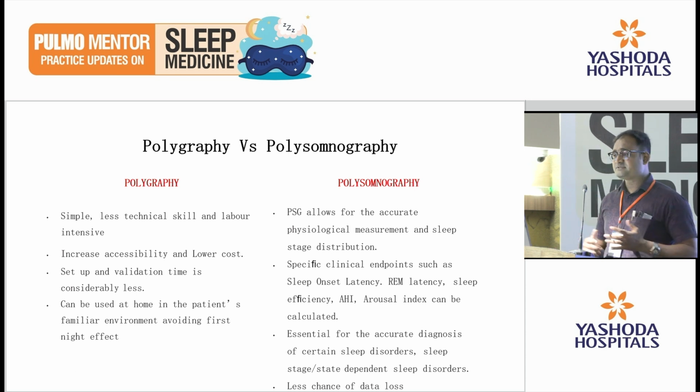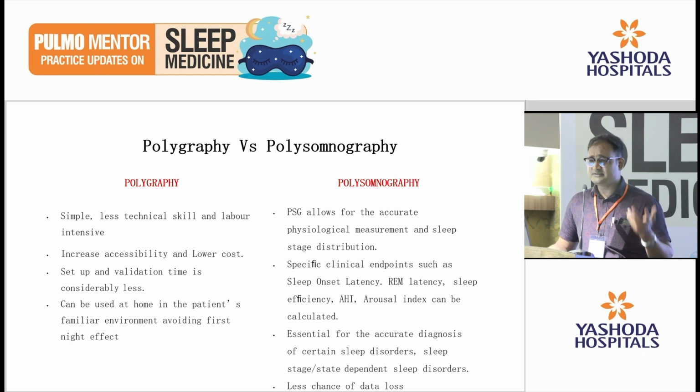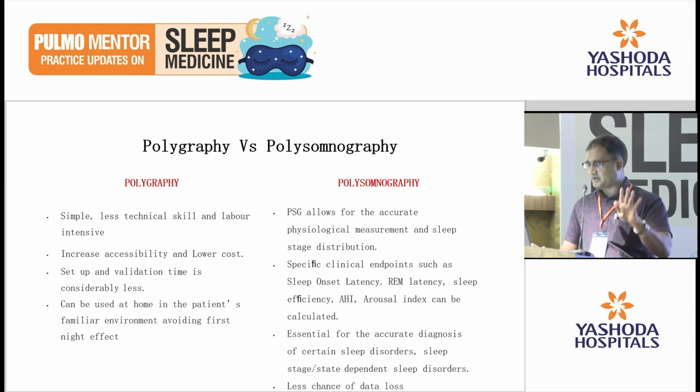What happens sometimes in level 1 polysomnography, the patient will not sleep in the first night. So that is the biggest disadvantage, I must say, in level 1 polysomnography. That happens in some kinds of patients, not all. Coming to polysomnography, it allows for accurate physiological measurement and sleep stage distribution. Special clinical endpoints like sleep onset latency, REM latency, sleep efficiency can be detected from polysomnography, not polygraphy.